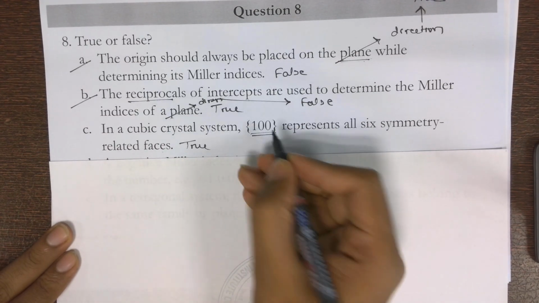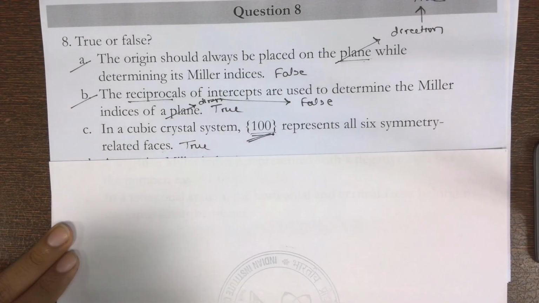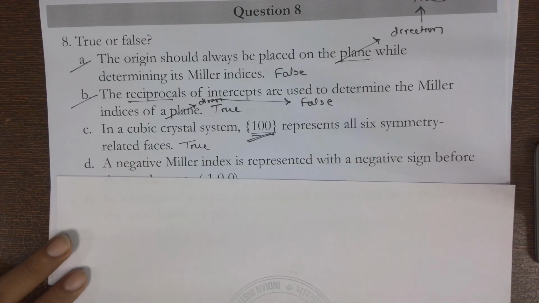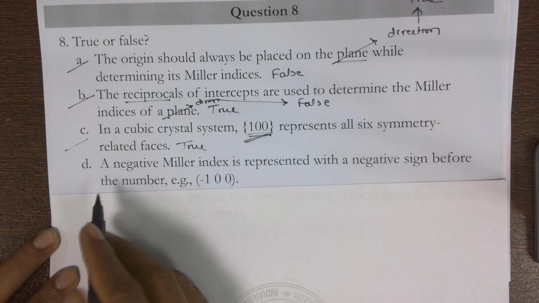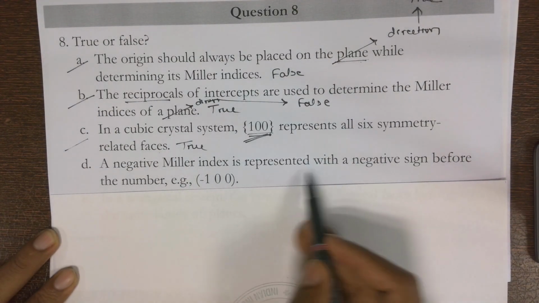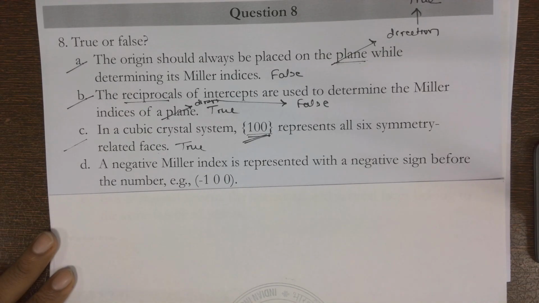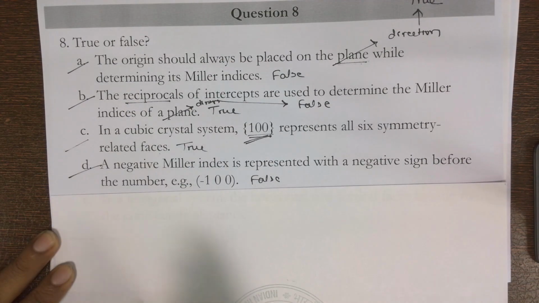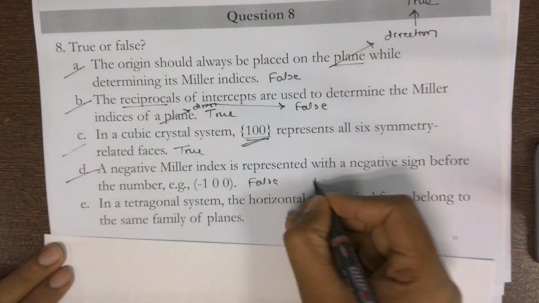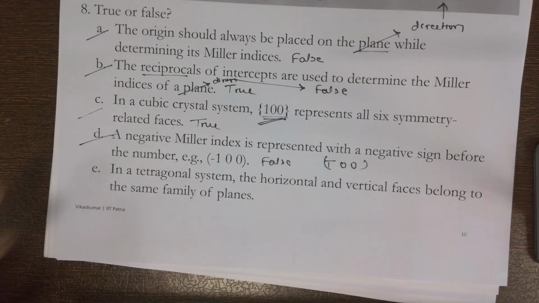This one is representing all of the faces, right? Front, back, and sides and all those are there. So these are the family of the faces. Let's go to the next one, option D. A negative Miller index is represented with a negative sign before the number. Example, -100. False. We represent it like 1 bar. Yeah, that's right, Swarangi. The last one.